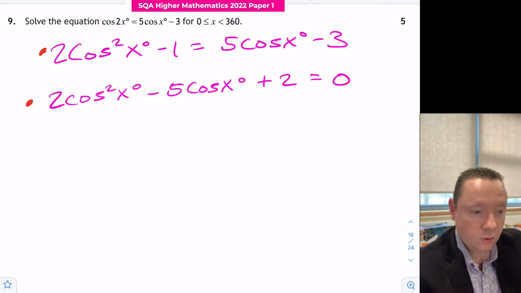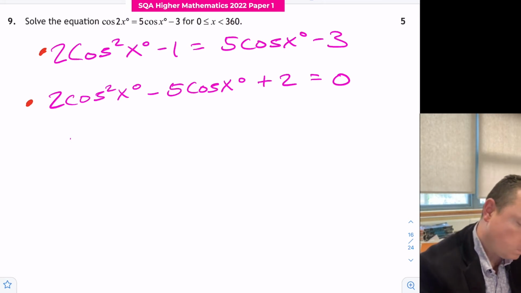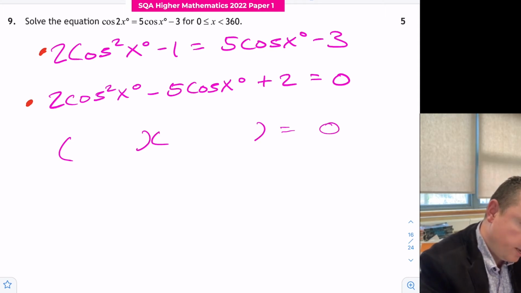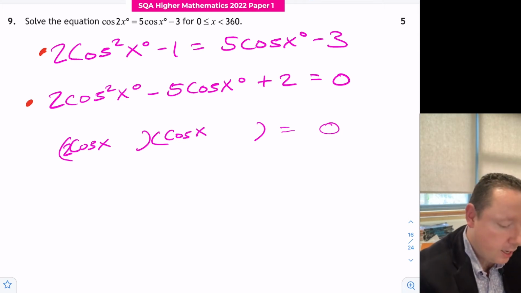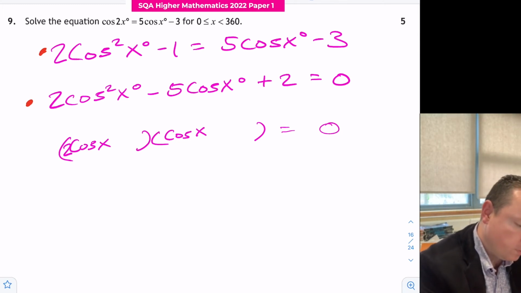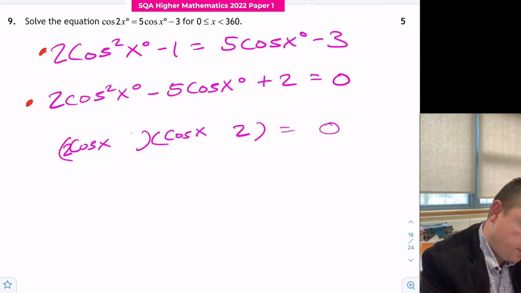And then we need to factorize it. So double brackets. This is just like an x and an x, except it's a cos x and a cos x. And we're going to have 2 cos x for one of them, because 2 cos x times cos x is 2 cos squared x. And it has to be 2 and 1. So you just have to work out which way it goes. Well, 2 times 2 is 4, plus 1 is 5. So I can go 2 and 1 there.